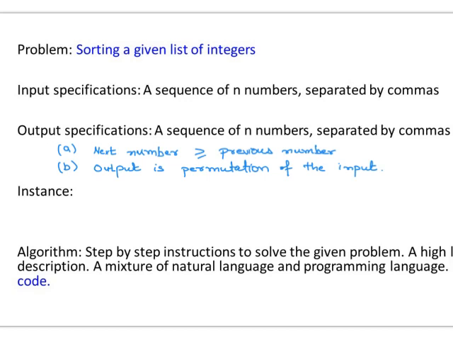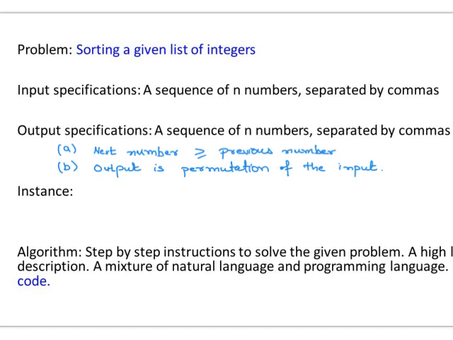Right? So my output specification says that output is a sequence of n numbers which are sorted, which means that the next number is always greater than or equal to the previous number, and output is a permutation of numbers. You cannot have any arbitrary numbers in the output. Whatever numbers you give in the input, the same numbers you have to give in the output, but in a different order. You have to shuffle them such that they become sorted.